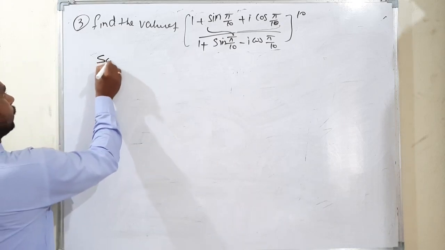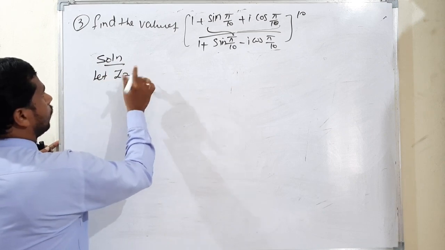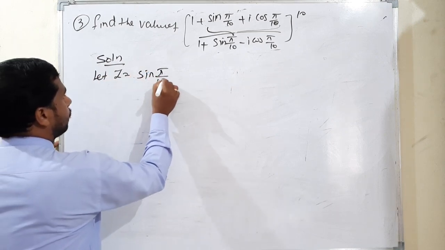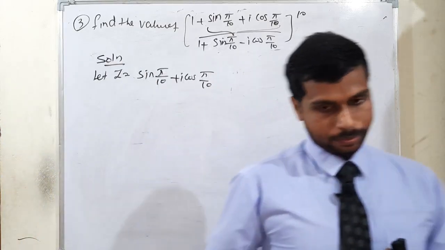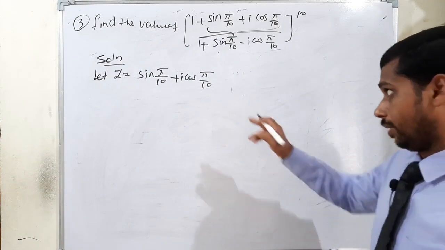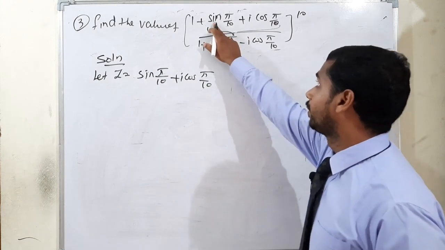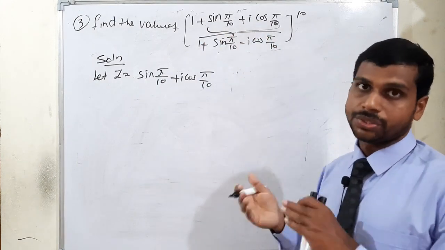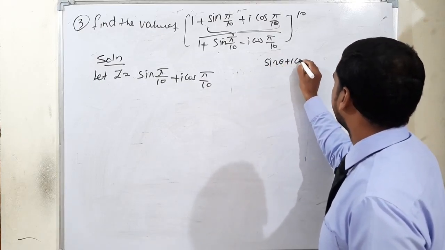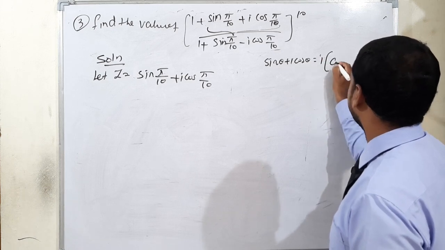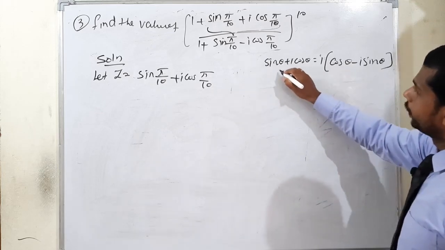First, the solution. Let z be equal to sin pi by 10 plus i cos pi by 10. Always, when we write a complex number, the real term is cos and the imaginary term is sin, but here in the given question the real term is sin and the imaginary term is cos. So we just have to rearrange it. When we have sin theta plus i cos theta, I take i common outside, which leaves cos theta minus i sin theta.